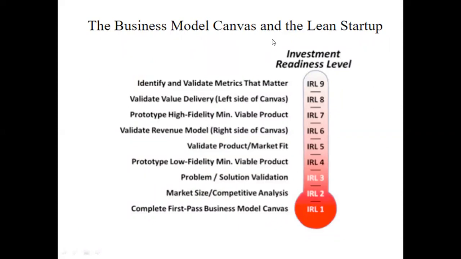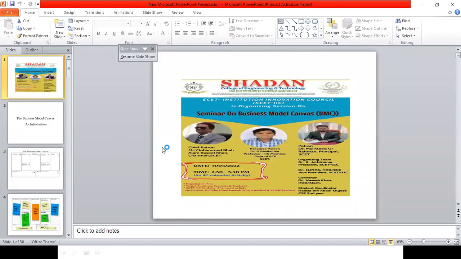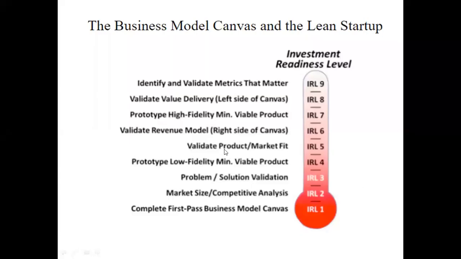Next, business model canvas and lean startup. Investment readiness levels: identify and validate metrics that matter, validate value delivery on the left side of the canvas, prototype a high-fidelity minimum viable product, and validate a revenue model. Validate the revenue model on the right side of the canvas, validate product-market fit, prototype a low-fidelity minimum viable product, problem and solution validation, market size and competitive analysis, and complete a first-pass business model canvas. So these all are levels. Investment readiness levels are of this type. So IR level 1 to level 9 we are using in the business model canvas.